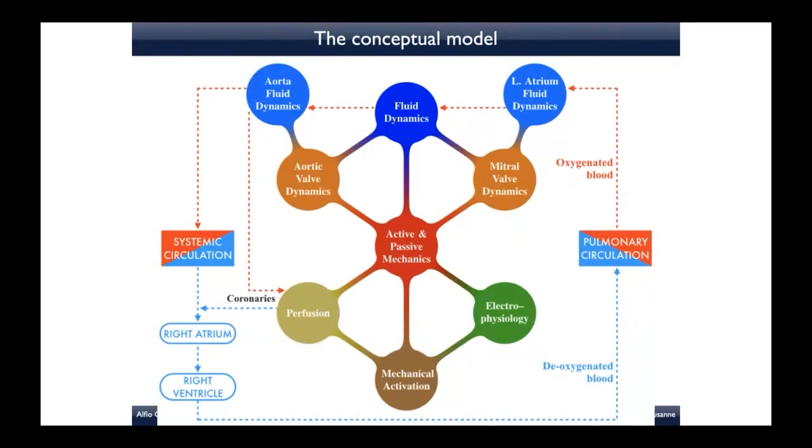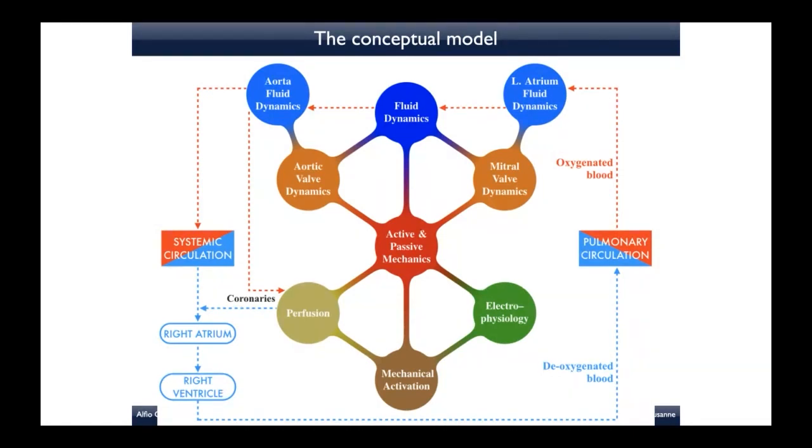the mechanical activation of every single cell, the mechanical deformation of the whole organ, the whole myocardium, the valves that are opening and closing, the fluid dynamics inside the chambers, the four chambers, right, the two atria and the two ventricles, because this is where we have blood. Blood is a fluid, and then you want to see the way this fluid behaves in these chambers. And then you have the perfusion. Perfusion because you have the coronaries. The coronaries are there to feed the muscle, to feed the heart itself, right?